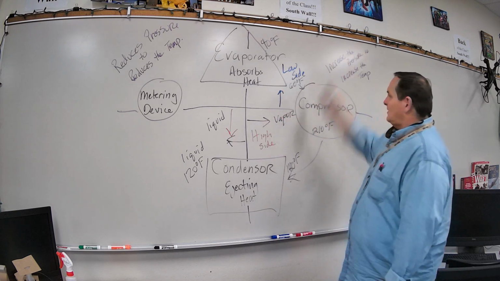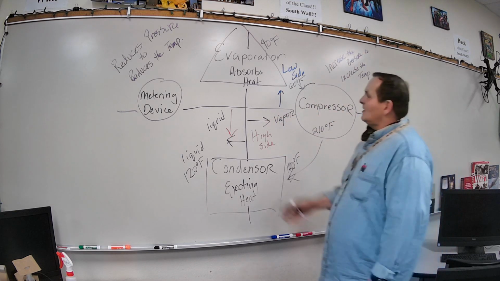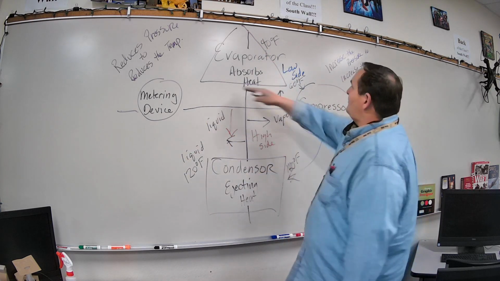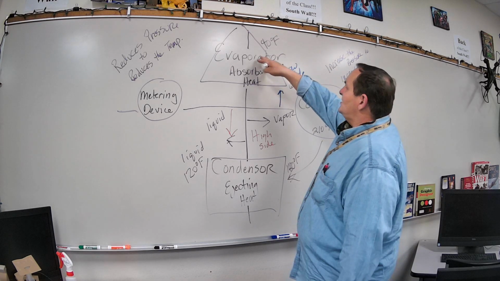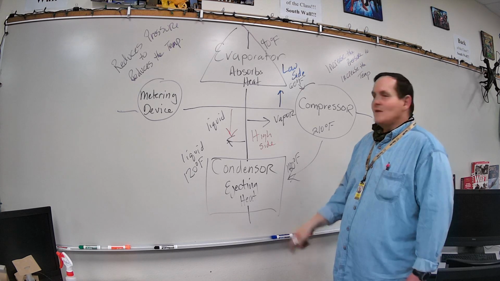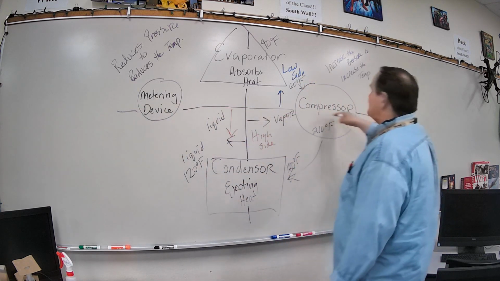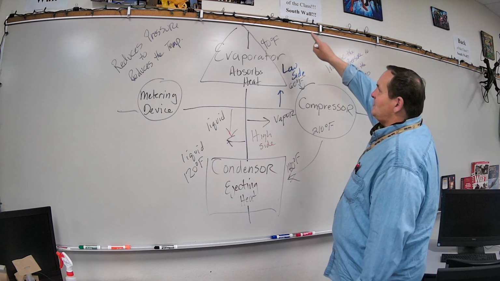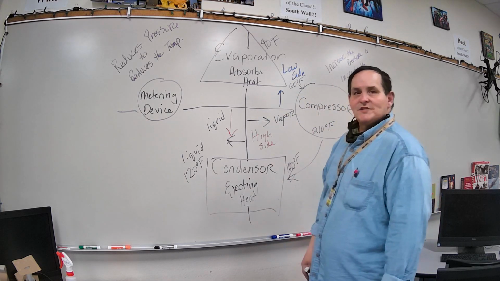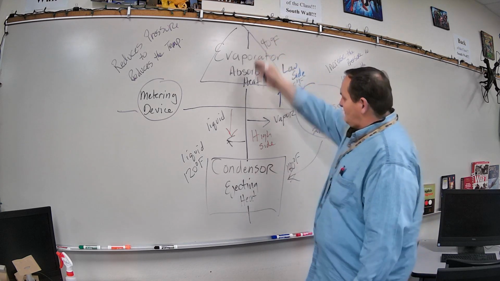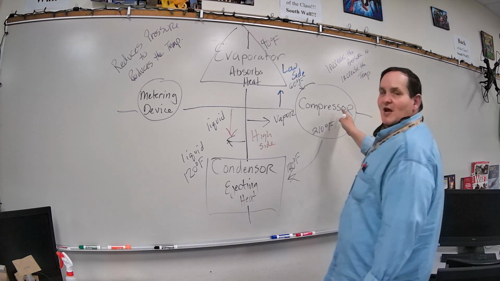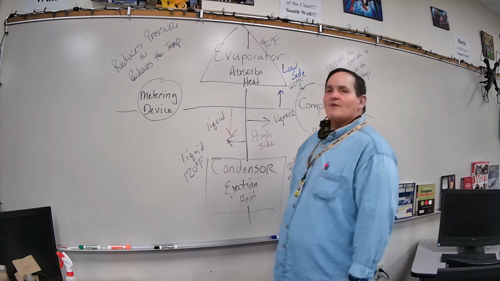This side of it is the vapor side. This half is the liquid side. This half is the low side, and this half is the high side. So halfway through the metering device and compressor, the top is the low side. Halfway between them, the bottom half is the high side. Halfway between the evaporator and the condenser, to the right is the vapor side. To the left is the metering device.